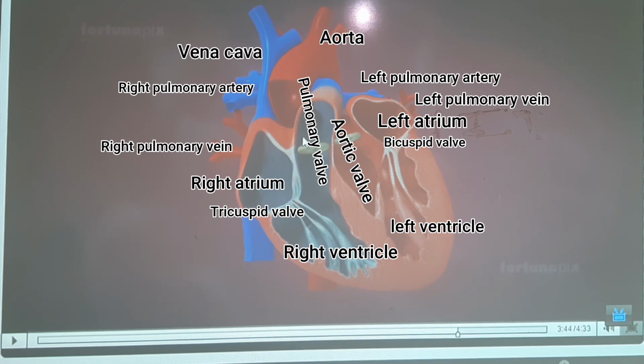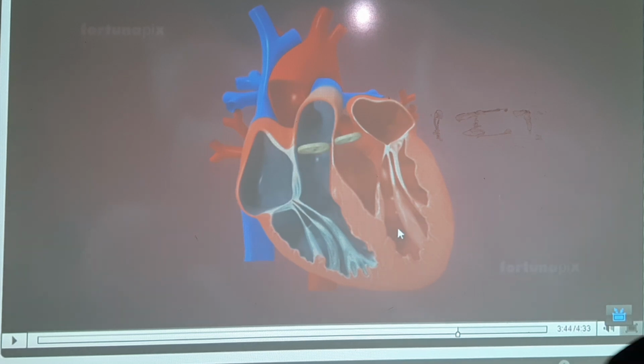So the pulmonary valve prevents the backward flow of blood from the pulmonary artery to the right ventricle, and the aortic valve prevents the backward flow of blood from the aorta to the left ventricle. So this is how the heart functions. Okay, and now you have heard the sound of the rhythmic beat of the heart, isn't it?